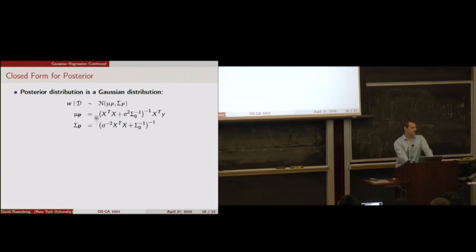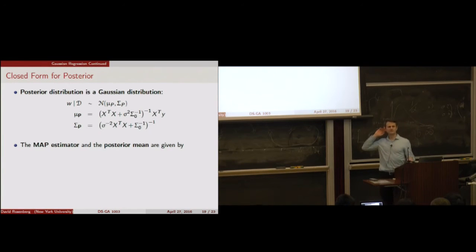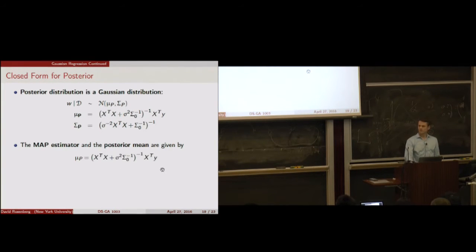So posterior is Gaussian, yes. And what would the MAP estimator be? The MAP estimate of W is? Shout it out. mu of p, yeah. So the MAP estimate is the highest point of the posterior distribution. For a Gaussian distribution, the highest point is the mean. The mode is also the mean. So the mean is mu p, our MAP estimate. That's right. Great.